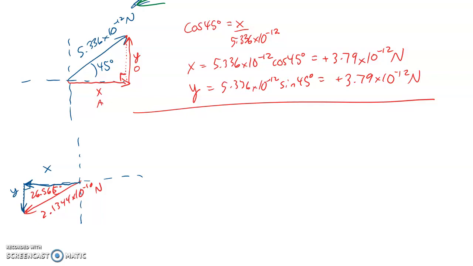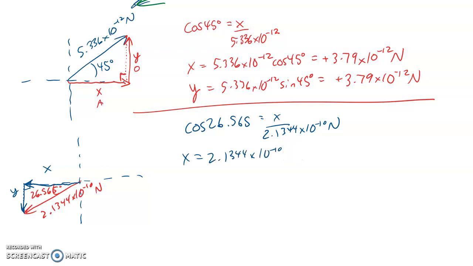By the same logic that we used previously, x is adjacent. So the cosine of 26.565 is equal to x over the hypotenuse, 2.1344 times 10 to the negative 10 newtons. So x is equal to 2.1344 times 10 to the negative 10 times the cosine of 26.565, and I get 1.9 times 10 to the negative 10 newtons when I do that on my calculator, but it points to the left, so I'm going to make that negative.